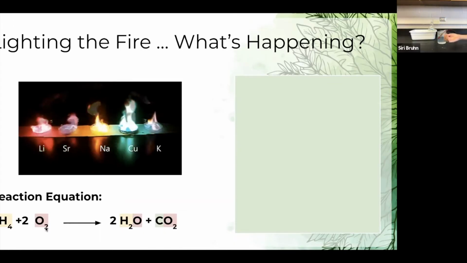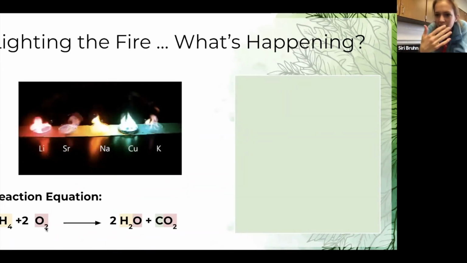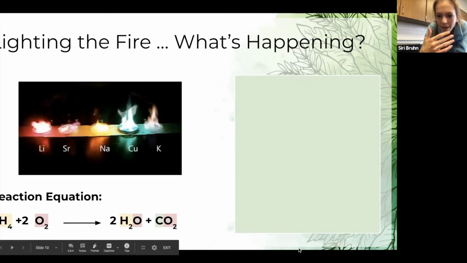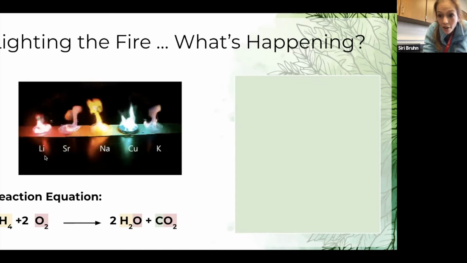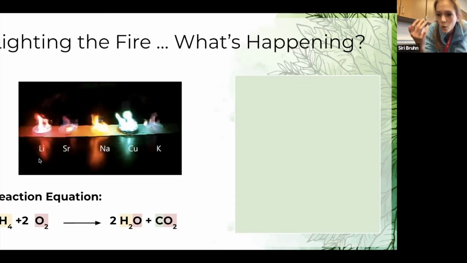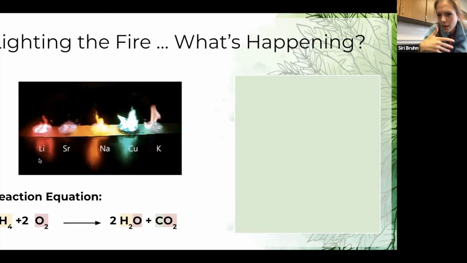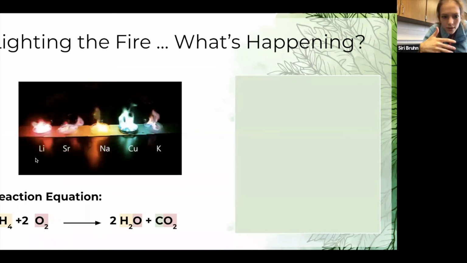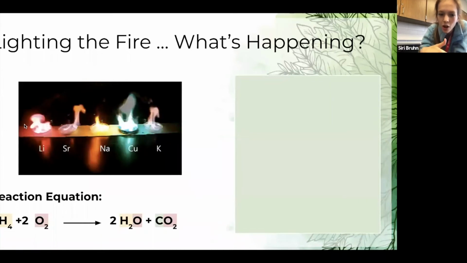And I light it up. Question 1 is, why is my hand not burnt? Anybody have a guess for why my hand is not burnt? The water. Yes, Nora. What about the water? What could you guess is maybe a property of water that let me light my hand on fire and not be burnt?